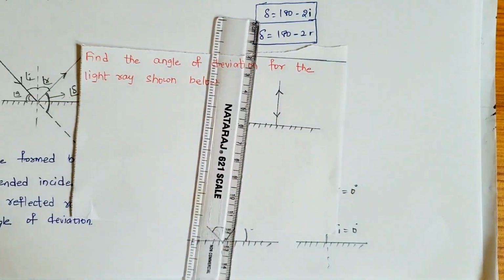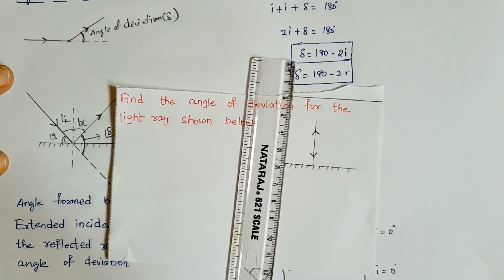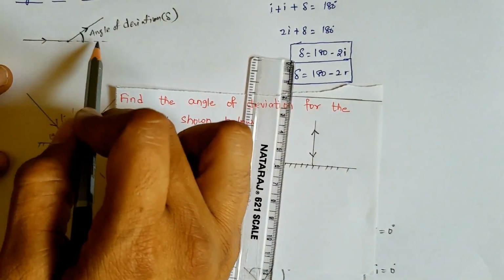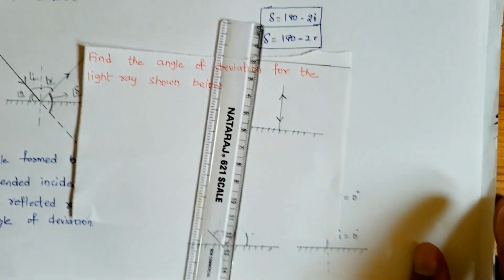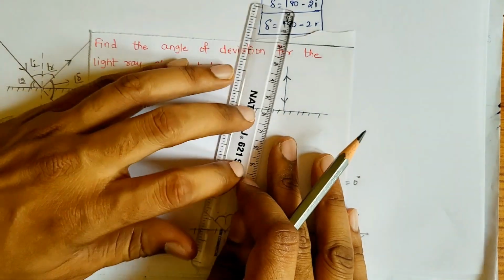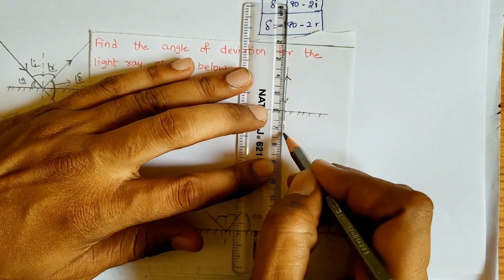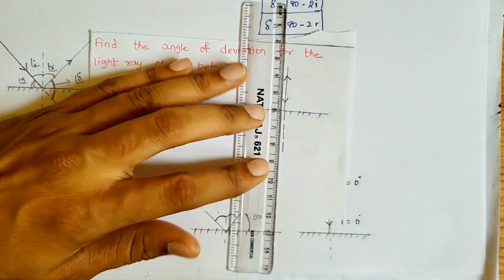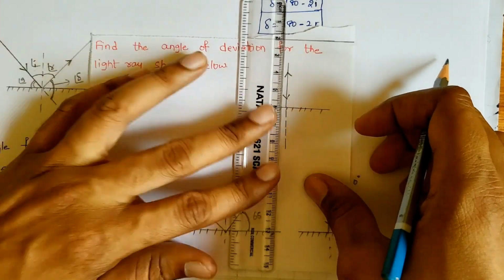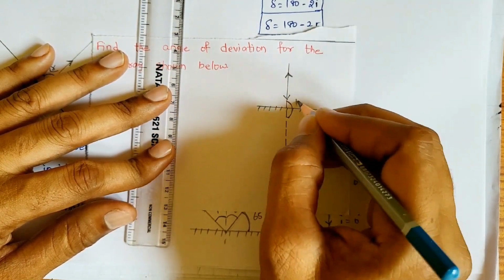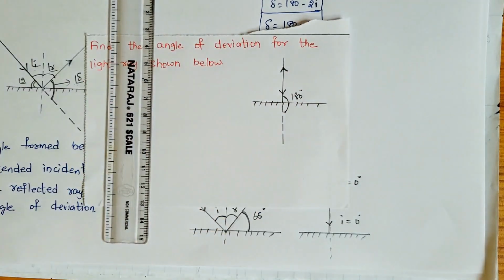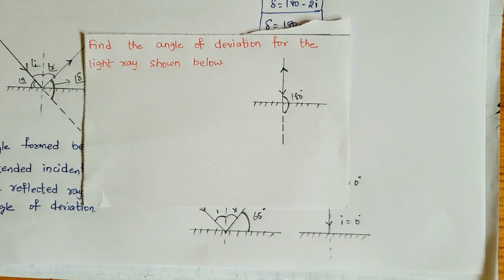What is the basic idea of the angle of deviation? We have to extend the incident light ray, then find the angle between the reflected light ray and the extended incident light ray. Where is the incident light ray here? The incident light ray is here, and this is the extended incident light ray. And the reflected light ray is here. So the angle present here is 180 degrees. So the angle of deviation in this case is equal to 180 degrees.